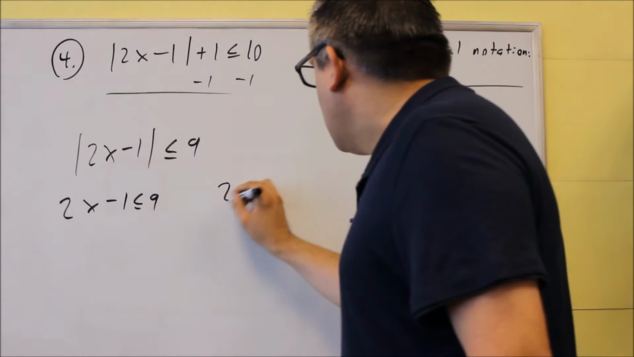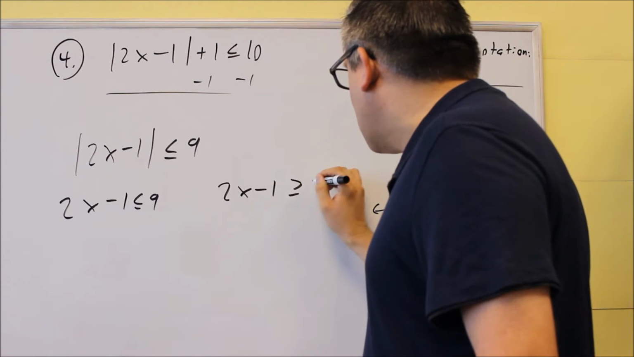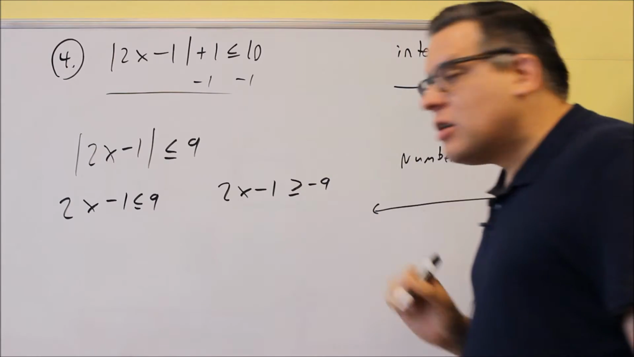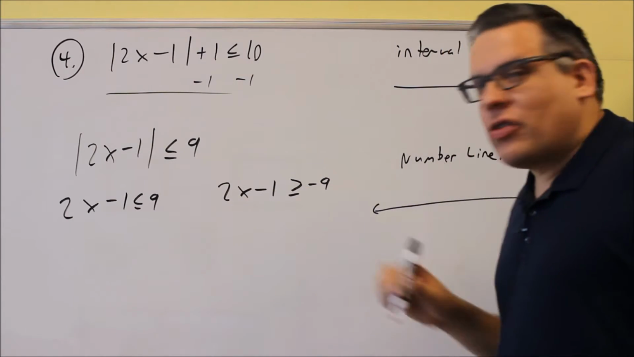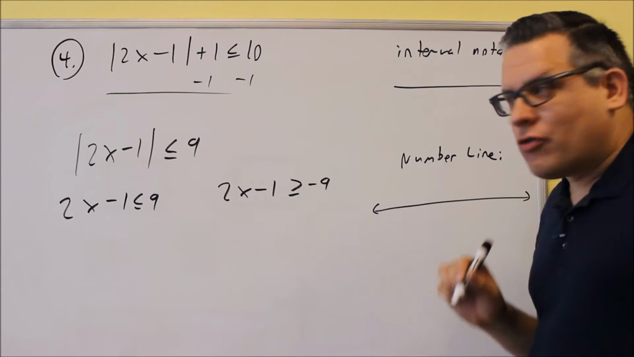The second one, we're going to do 2x minus 1. We're going to flip the sign and we'll make the other number opposite sign. So if it's positive, it's got to be negative. Now we're going to solve both of these equations individually and we're going to get 2 different answers.